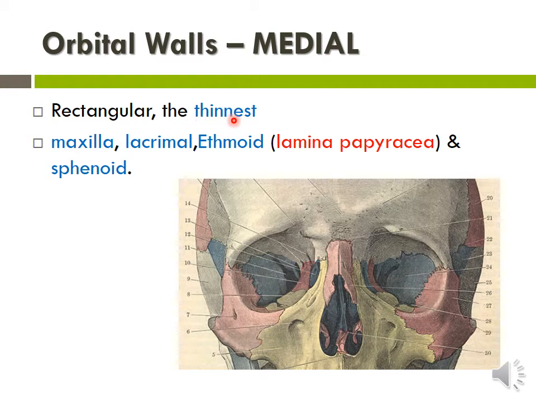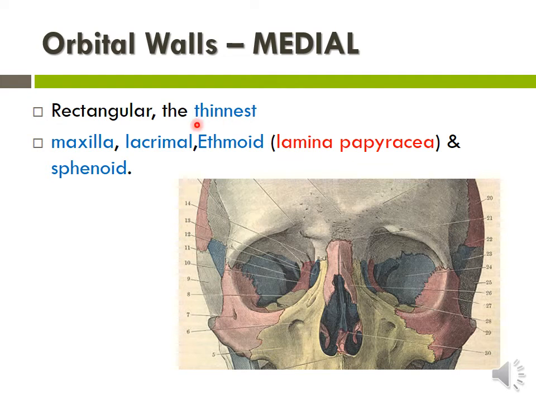Now there is one more important feature about it. It is the thinnest wall. Among roof, floor, medial wall, and lateral wall, the medial wall is the thinnest one. Now we can easily try to remember the bones. This maxilla is coming towards here, so maxilla is a part of the medial wall. This is lacrimal, and this is ethmoid. So there are three bones making up the medial wall: the maxilla, lacrimal, and ethmoid.